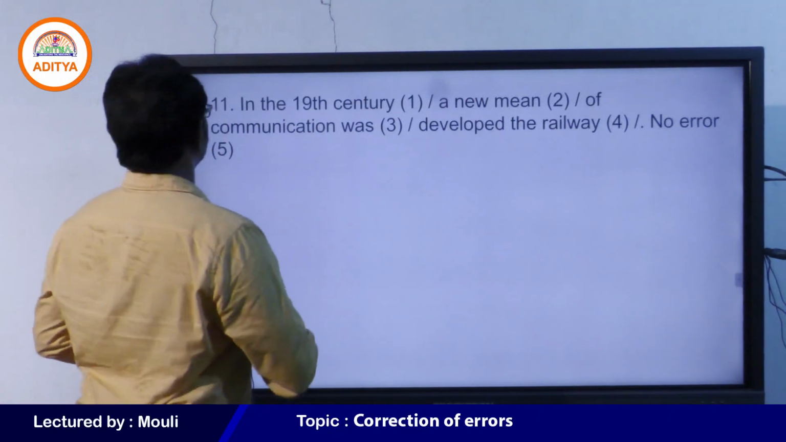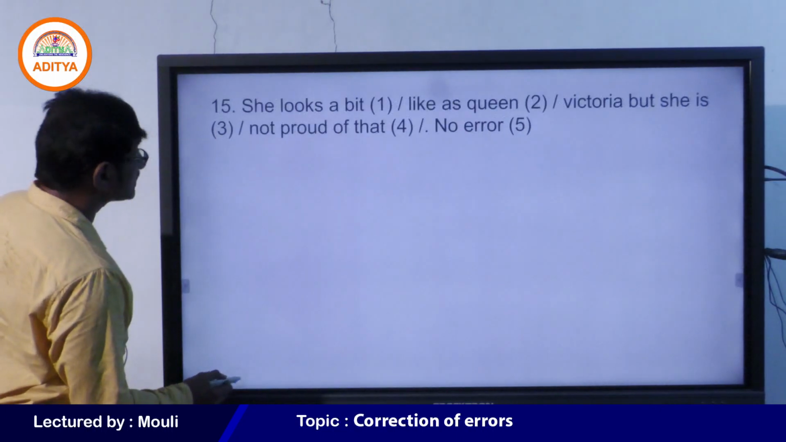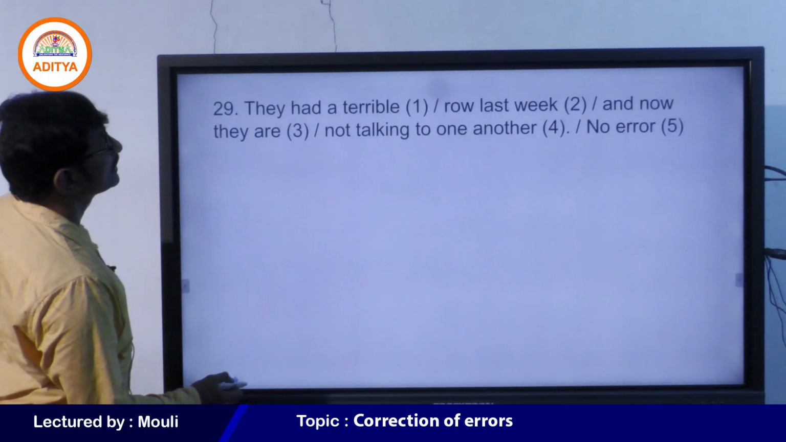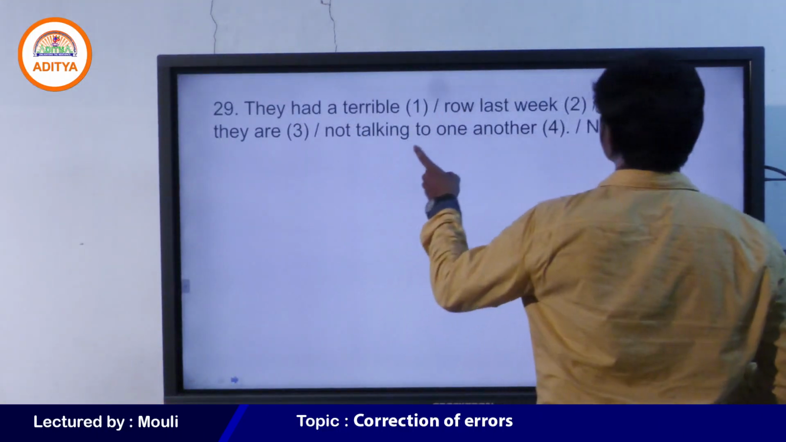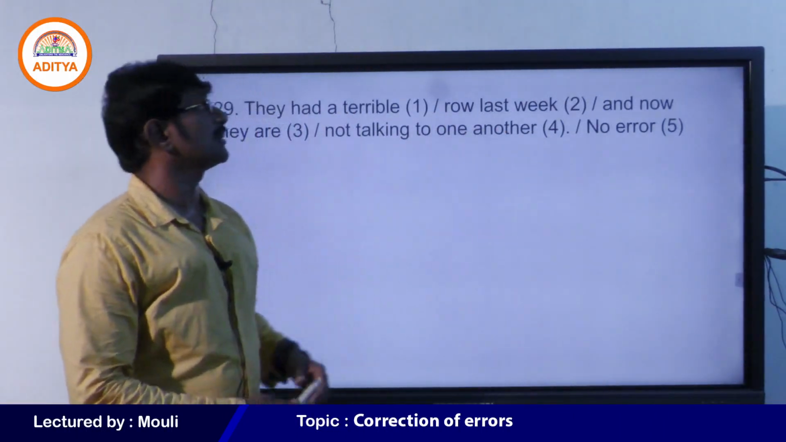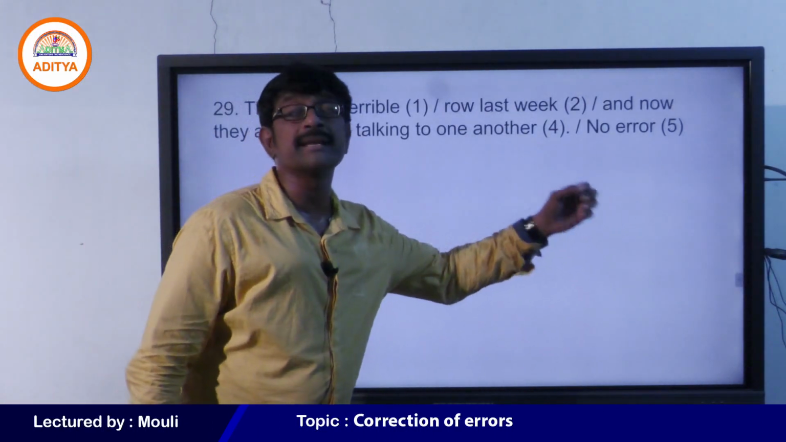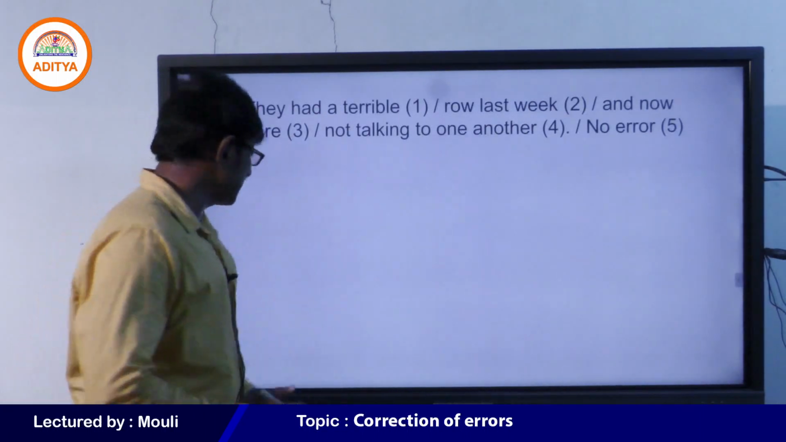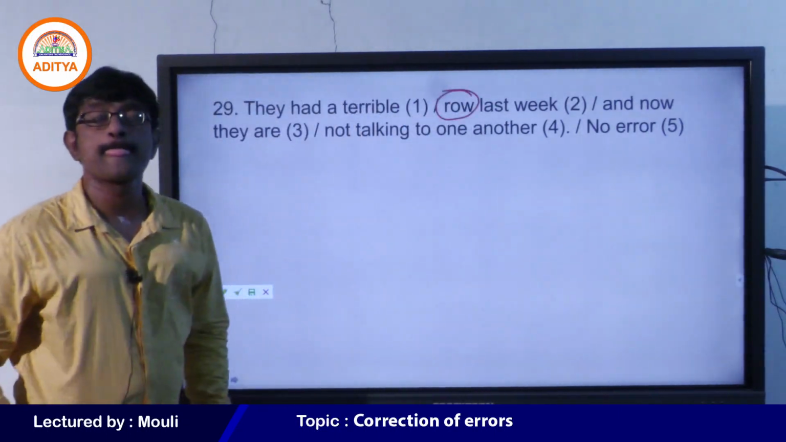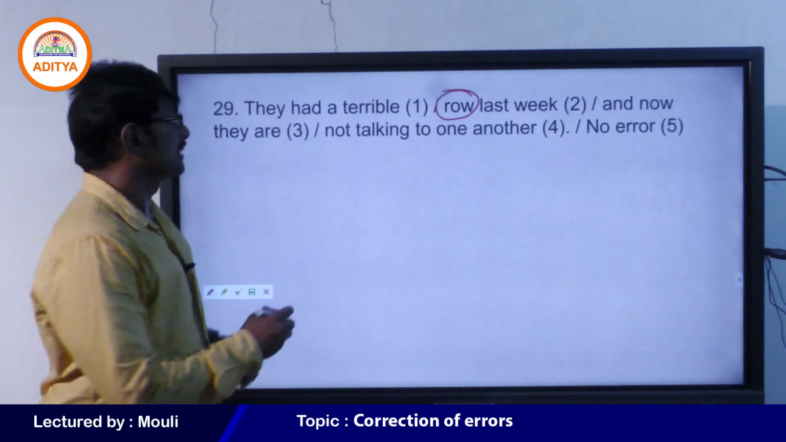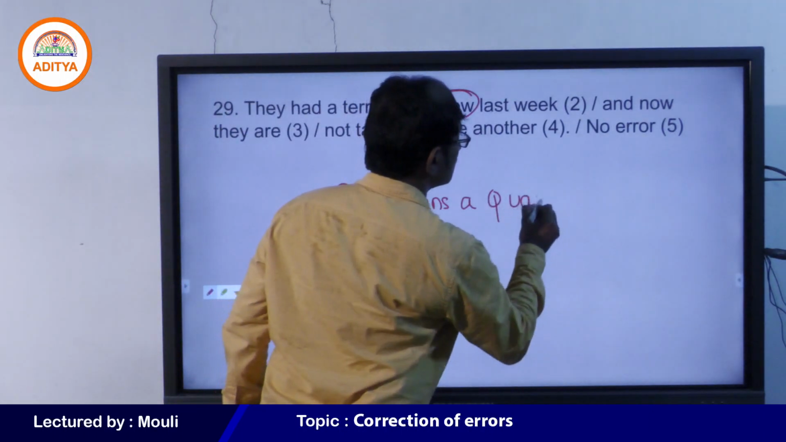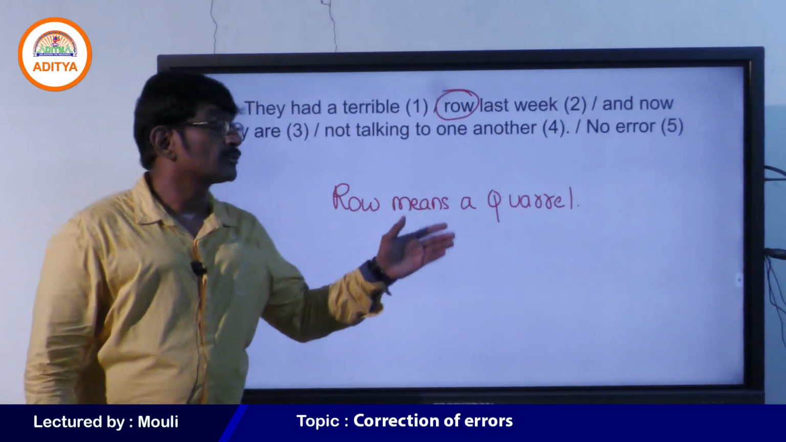Now you look at this. Just like yesterday's one. You see now, they had a terrible row last week and now they are not talking to one another. What is meant by row? I want from you, what is row? Students, what is row? Row means a quarrel.